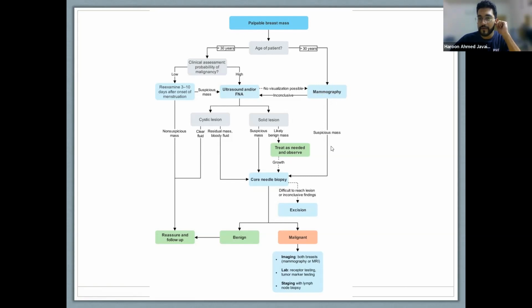Now, on the mammogram, if we suspect something to be suspicious, if it looks bad, if we can see irregular borders, we would do a biopsy. And then once we do a biopsy, it'll tell us if it's benign or malignant, okay?